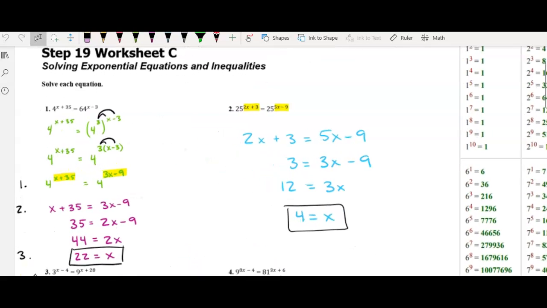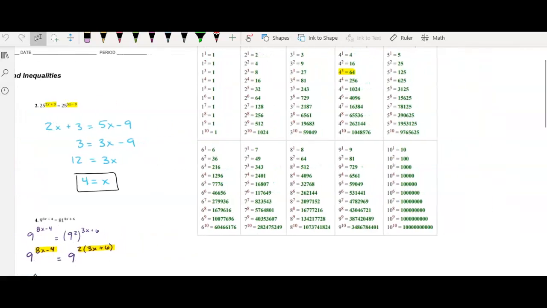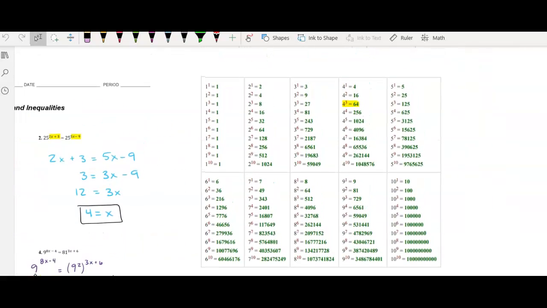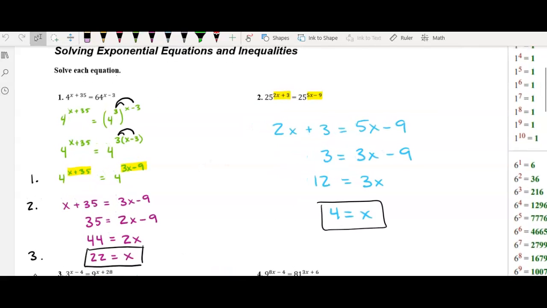And let's look at worksheet C, where we start solving exponential equations. So I clipped this chart from our notes. That way it was just easier to access. So remember the steps when solving an exponential equation. Steps are find a common base, set the exponents equal to each other, and solve.